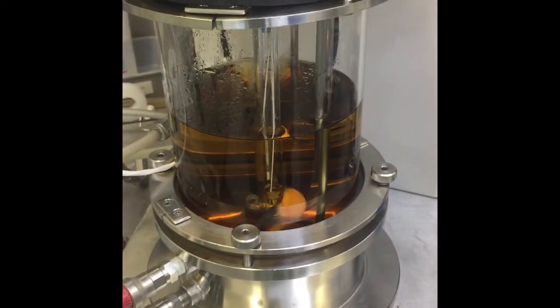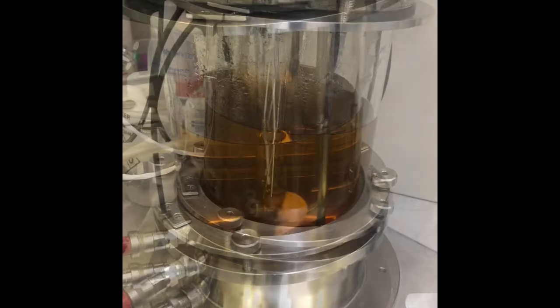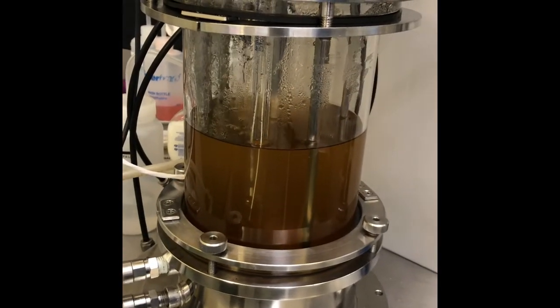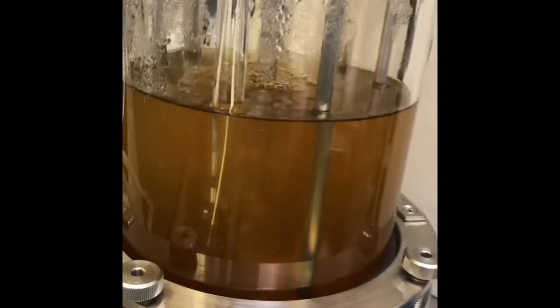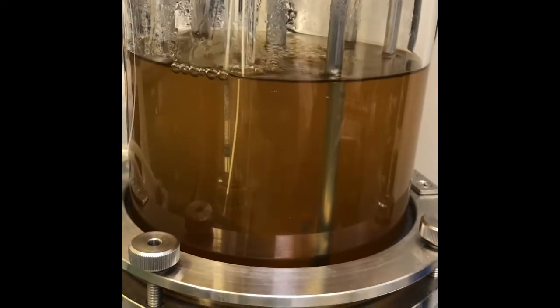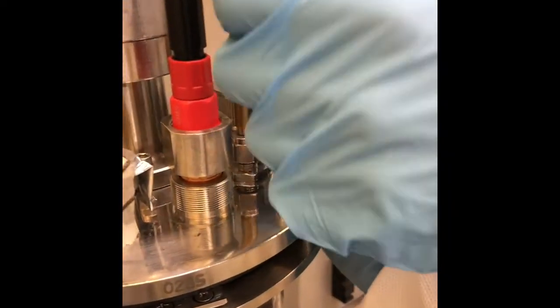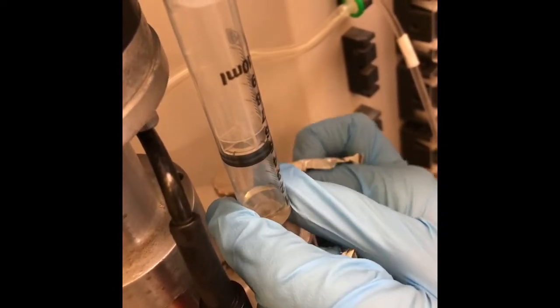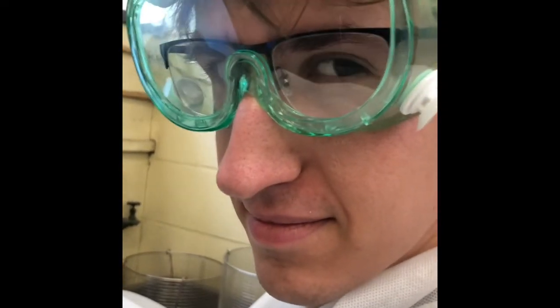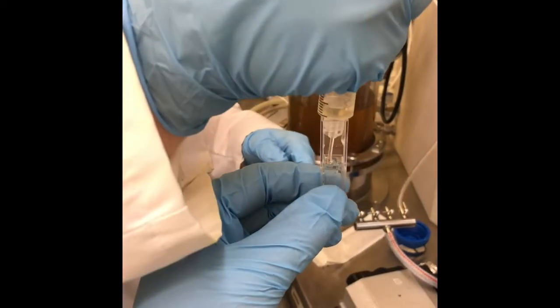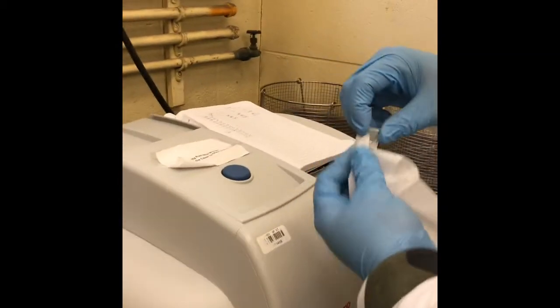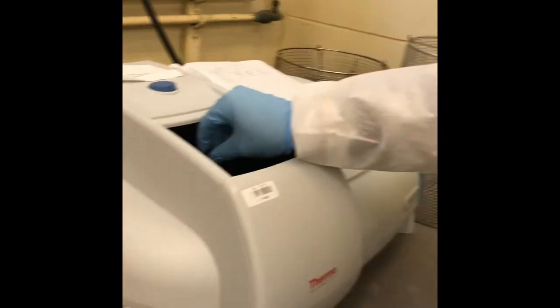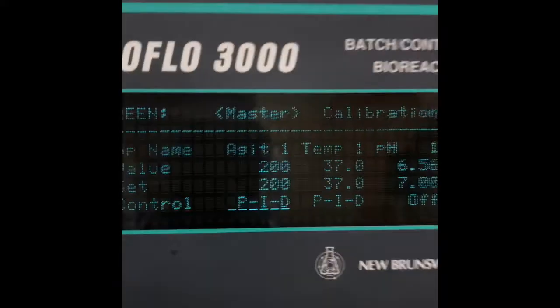Here is a visual of the reactor running. At this point in the experiment, we see bubbles within the reactor. This is due to aeration of the media. We immediately extracted 1 milliliter from the reactor using a syringe, placed it into a clean cuvette, and measured the absorbance at 600 nanometers. In addition to absorption, pH and DO measurements were taking place.